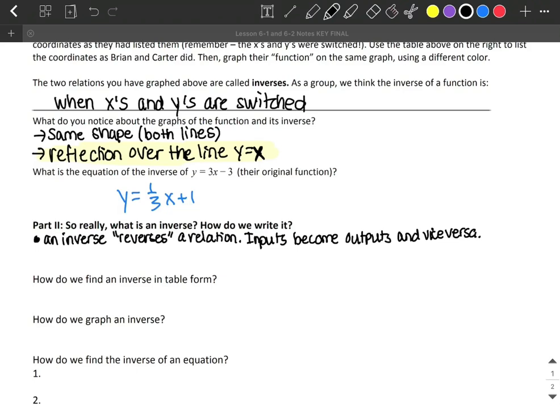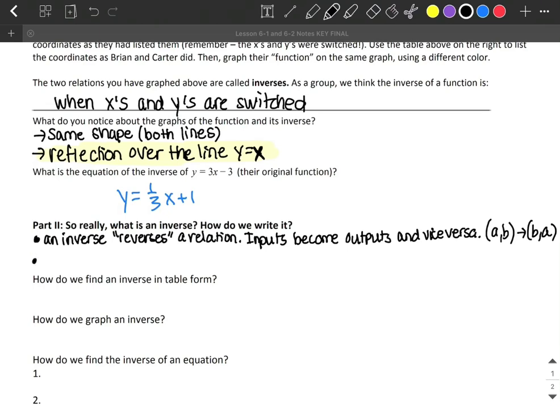So an inverse just undoes whatever a function did. It's just doing the opposite. So if a function was adding 3, an inverse would be subtracting 3. It just means that the inputs become the outputs and the outputs become the inputs. So if I have a comma b, that's going to become b comma a. If I have the point a, b in my original function, in the inverse it will be b comma a.